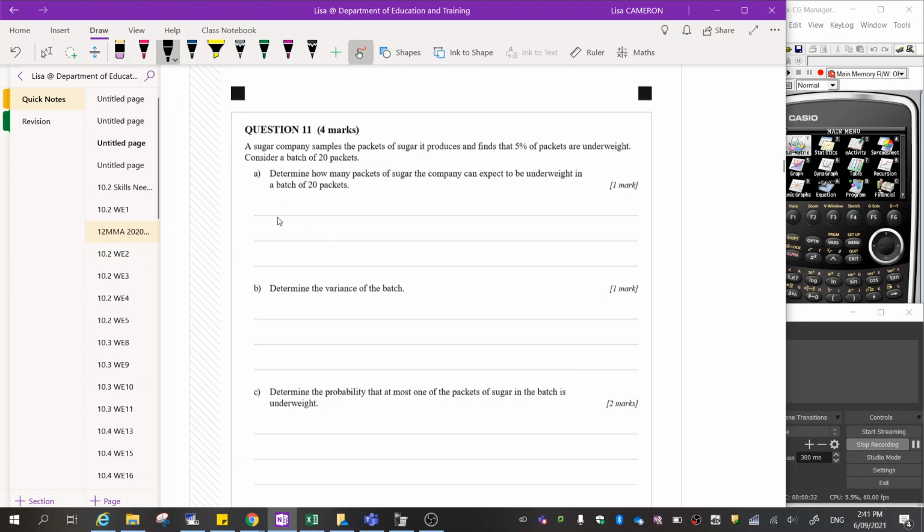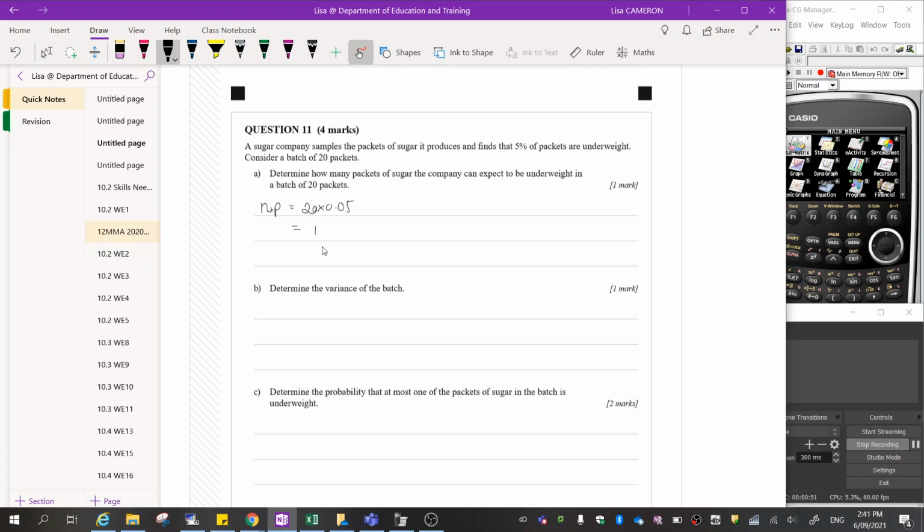Now, that's just an easy probability thing that we've done since grade 9. So it's just n times p, your number of trials times the probability of it happening, will give you that expected value. So 20 times 0.05, chuck that in a calculator and you'll get 1. Determine the variance of the batch.